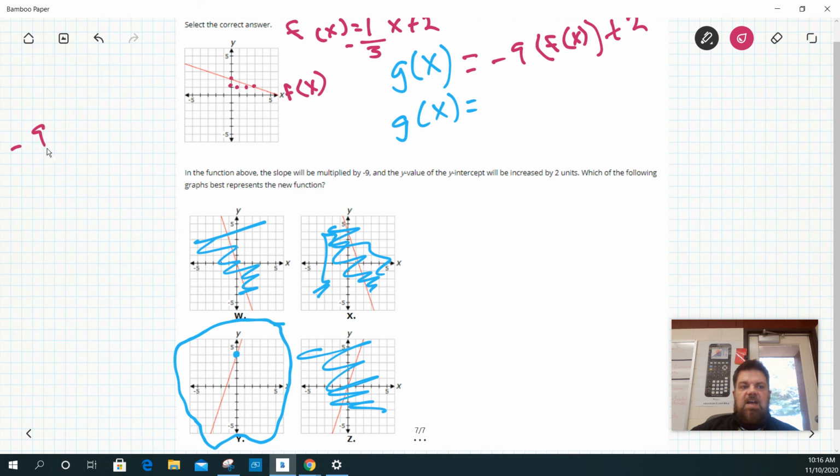Well, -9 times -1/3 is actually a +3. So I think if I go from here, I would go up 1, 2, 3 over 1. That would give me a rise of 3 and a run of 1. So this would be 3x plus 4. Okay. All right. That's it. Phew. I had some concerns.